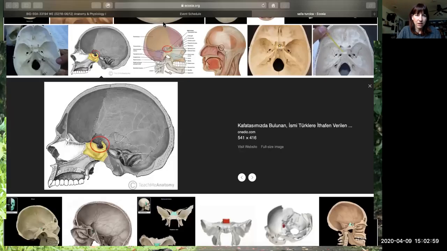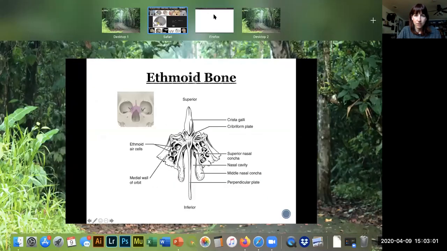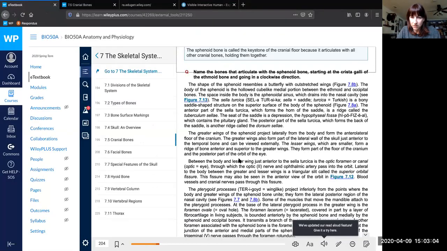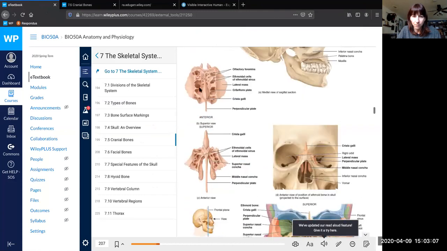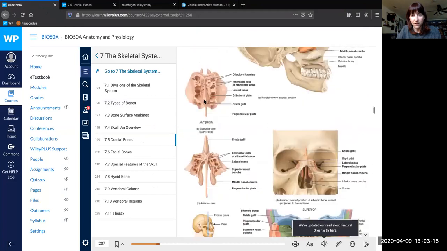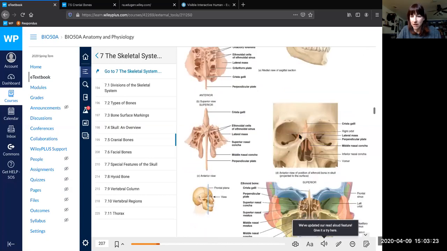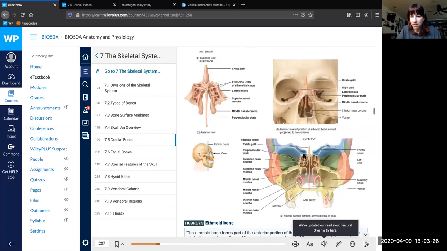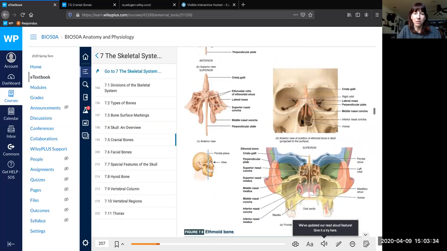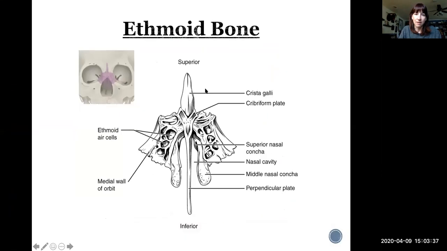And I'm assuming we also get some sort of a view of the ethmoid bone. There it is. So if you're looking down at it from the top, it's this weird, funky, brain-shaped bone right in the middle of your face. Okay, so there it is. And here's what it looks like on the inside. It's actually got a lot of hollow spaces, a lot of those nasal cavities are part of the ethmoid bone. We'll talk about those momentarily.